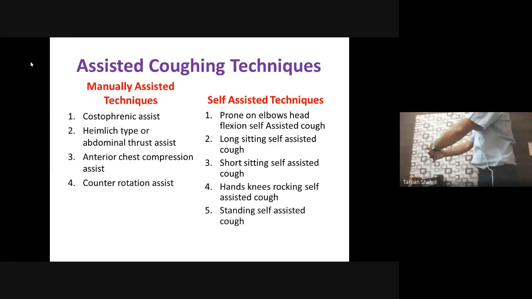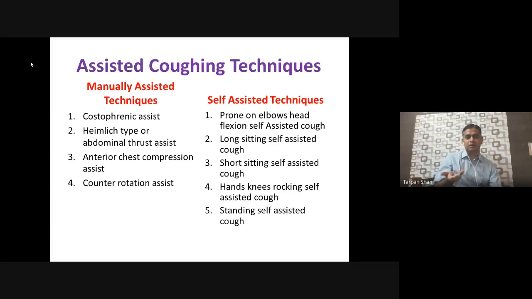And when the patient is just beginning the exhalation phase, you can apply the pressure posteriorly, backward. So what will happen is anything which is obstructing the patient's upper respiratory tract will come out. So that is what we call a Heimlich type of assist.